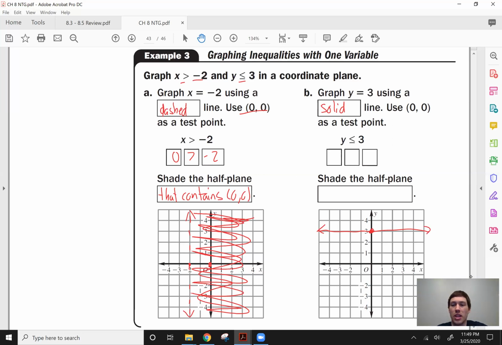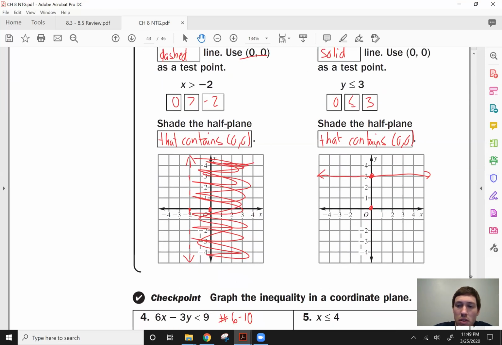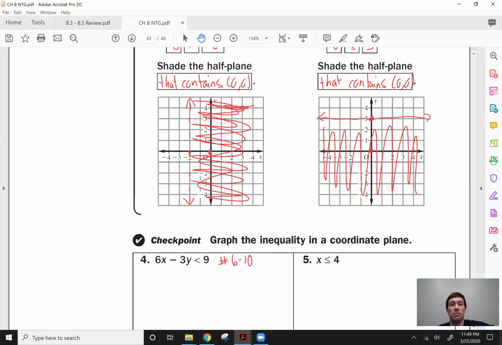Here we go. Again, we're going to use the point (0, 0), so 0 is less than or equal to 3. Is that true? Yeah, it is. So again, we're going to shade the side that contains (0, 0) in this case. So I'm going to shade all this because it was true.